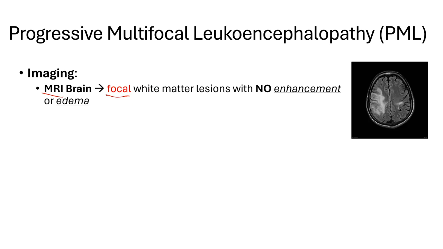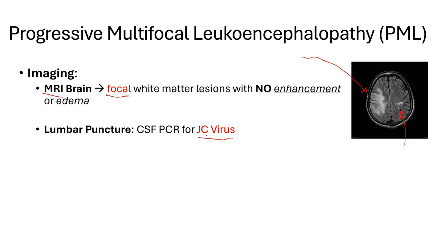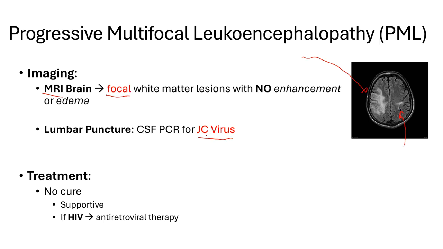This is a common image that you should know for your exams. Please note that these white matter lesions that we see here are focal in the sense that they are only occupying certain areas of the brain. We can sometimes also get an LP, and that can sometimes be positive for the JC virus itself if it is still active. Now, sadly, for PML, there is no cure, and a lot of the treatment is going to be supportive. If HIV is suspected, then these individuals can be placed on antiretroviral therapy, and that might prolong their life.